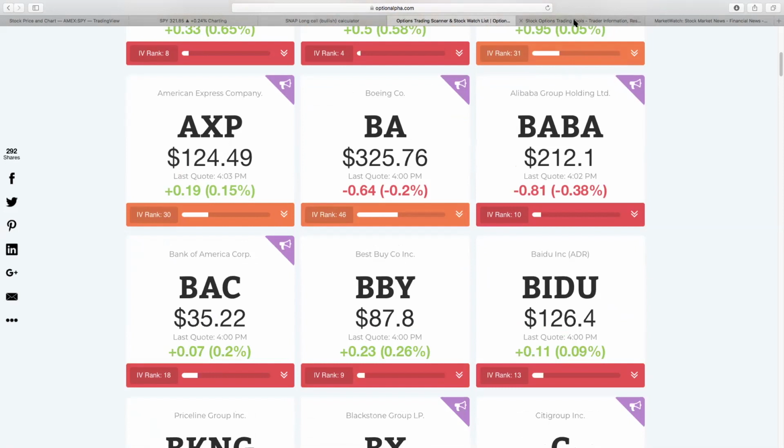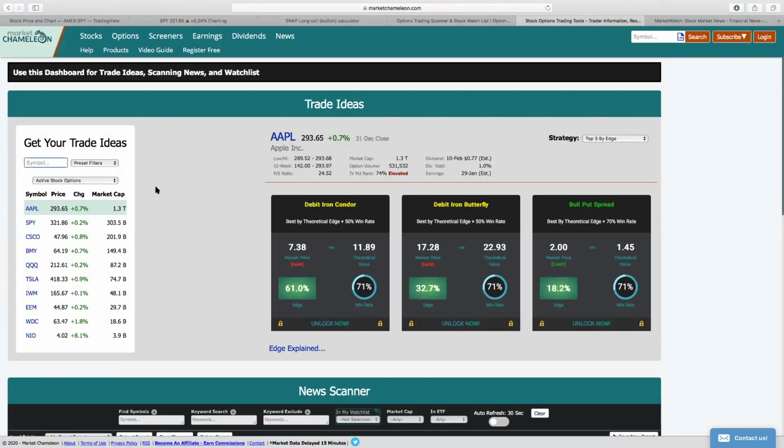So let's see, stock trading tools. This one's Market Chameleon. I know a couple traders on here actually do use this. I don't use it personally. I never saw the need to. I already use a couple that show me this.